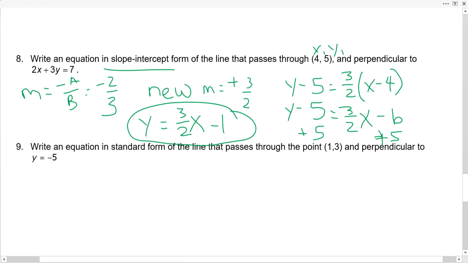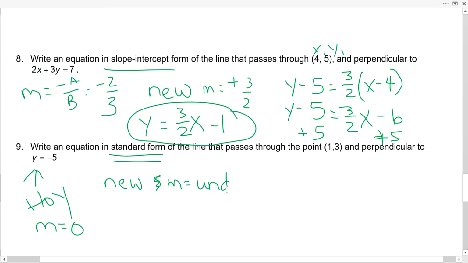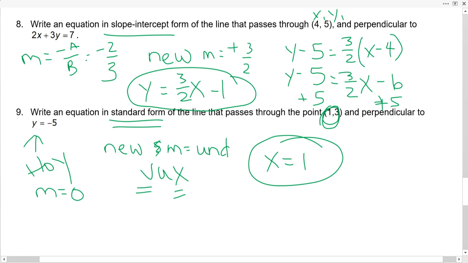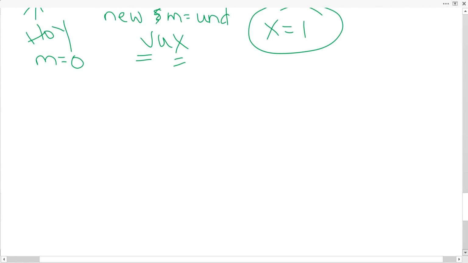Oh, good, standard form. Okay, standard form. But what kind of line is that? Oh, it's a horizontal line with a 0 slope. So if this slope is 0, my new slope is going to be undefined, which means it's a vertical line. x equals, my x value is 1. x equals 1 is the perpendicular line to y equals -5 going through the point (1, 3). That was so easy. So easy.